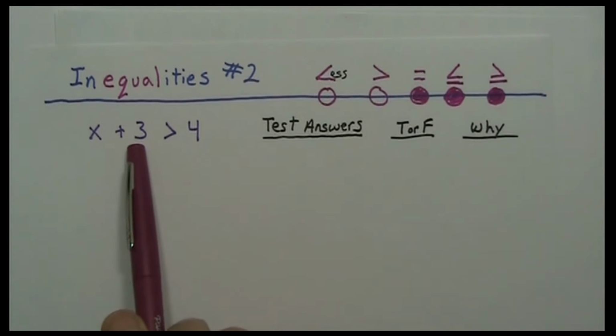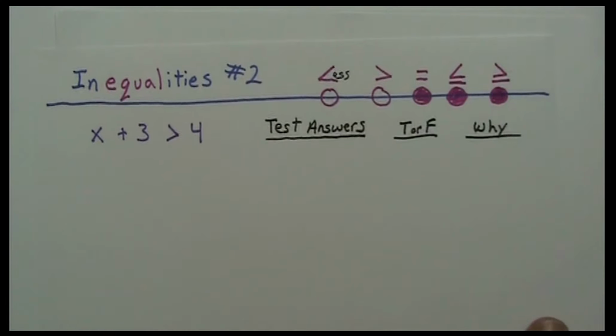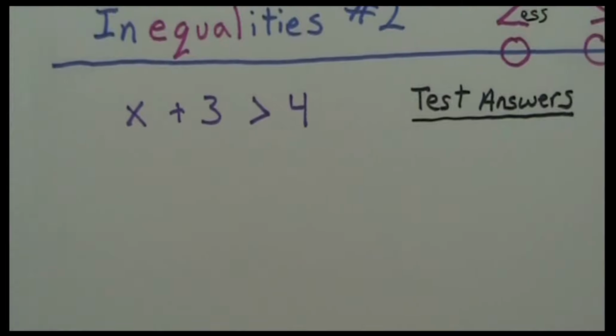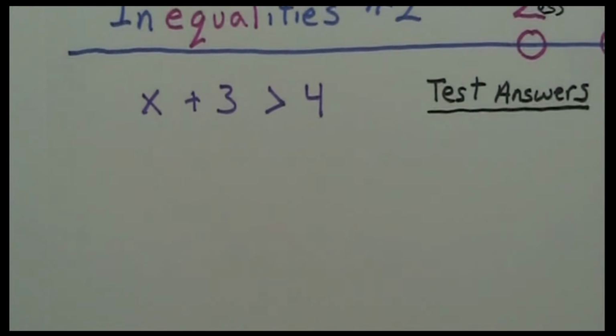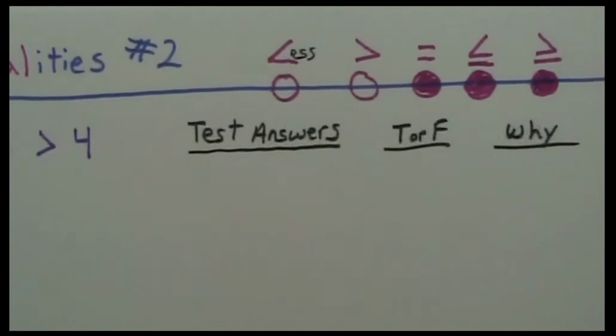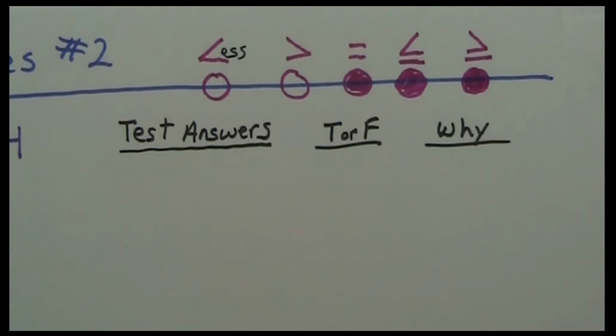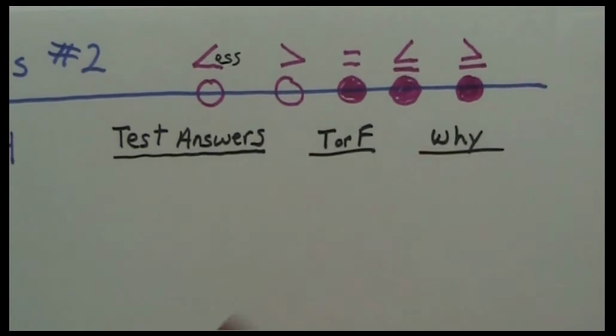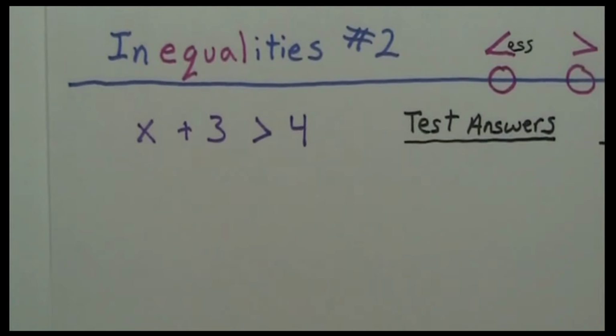So this is x plus 3 is more than 4 or greater than 4. X plus 3 is more than 4. And let's solve this one now. I just want you to know that we'll be putting writing to the side. And this is the edge of the paper right here. Okay, so let's go ahead and solve this.